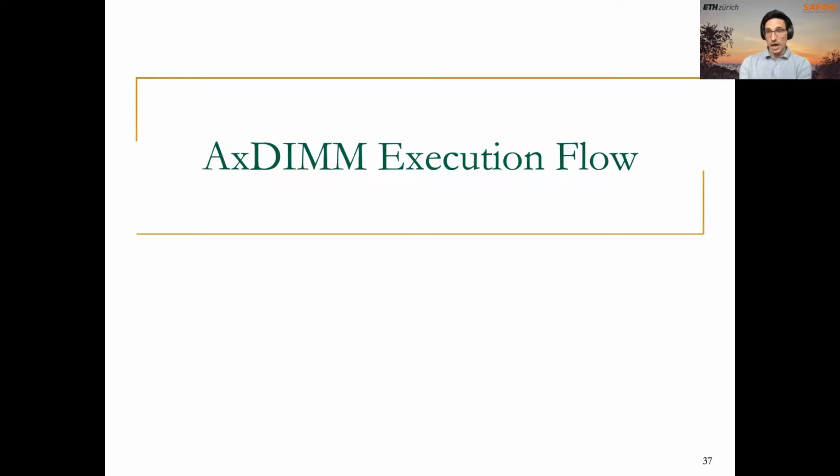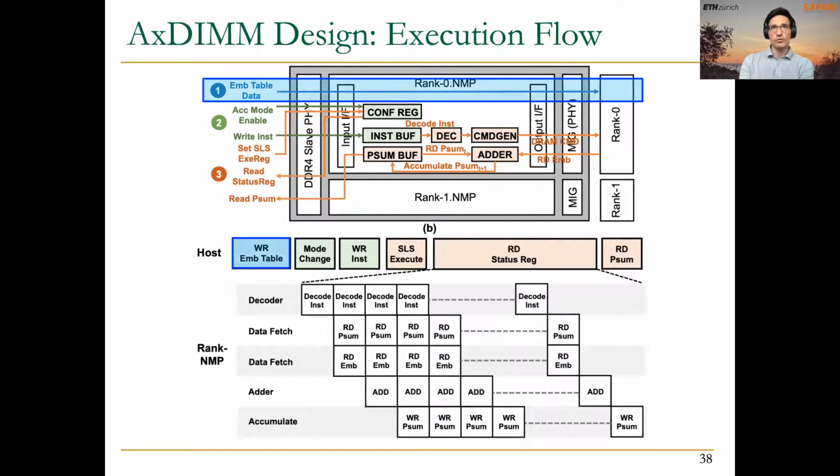So let's take a quick look at how this AxDIMM accelerator works, how these near memory processing units work, and how this execution flow takes place. First of all, the host processor needs to load the embedding tables into the memory ranks. This is done by using normal write operations to DRAM, in the non-acceleration mode. At this point, we have to change the mode. This is done by writing the corresponding register in the configuration registers, and also writing the instructions into the instruction buffer.